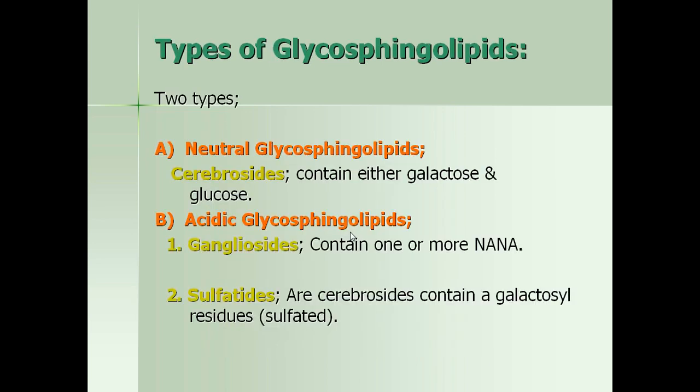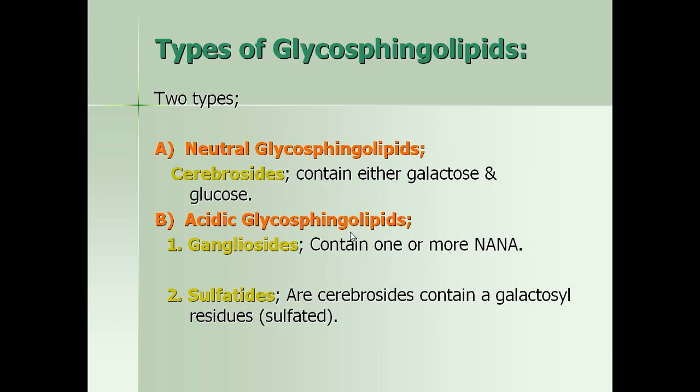Types of glycosphingolipids. There are two types: neutral glycosphingolipids and acidic glycosphingolipids. The simplest neutral, uncharged glycosphingolipids are cerebrosides, which contain either galactose or glucose. They are found predominantly in brain and peripheral nervous tissues, with a high concentration in the myelin sheath of nerves.